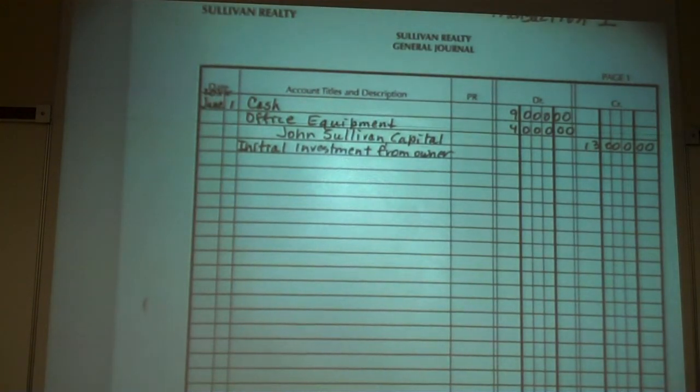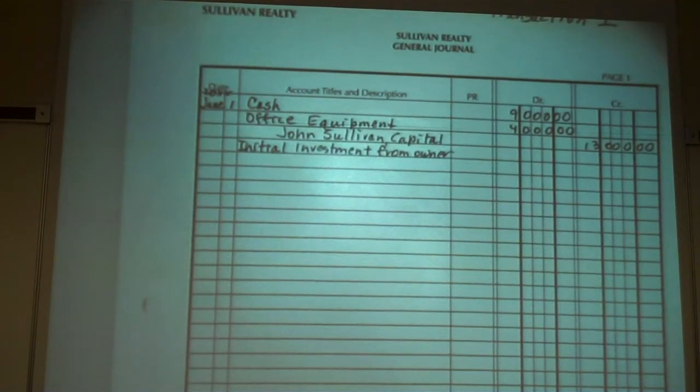What kind of an entry is this one? A compound entry. We have more than 2 accounts. John Sullivan invested cash and office equipment. Our date was June the 1st, and then squeeze the year in there. Cash is over to the left, office equipment over to the left, and our credit, John Sullivan, comma, capital. Make sure that your debits and credits equal. Make sure that you have a clear description of what we did.